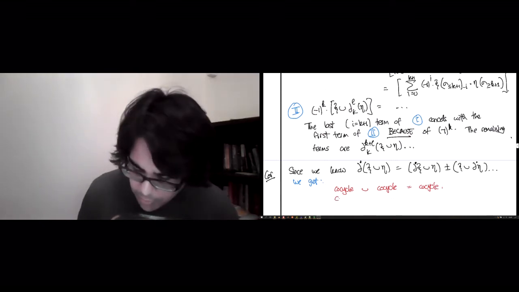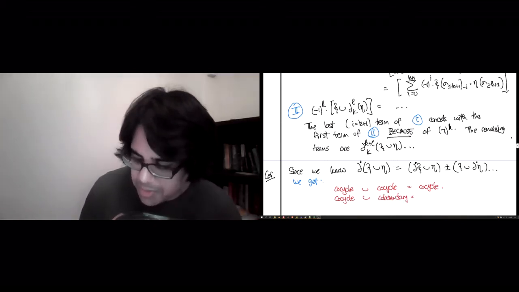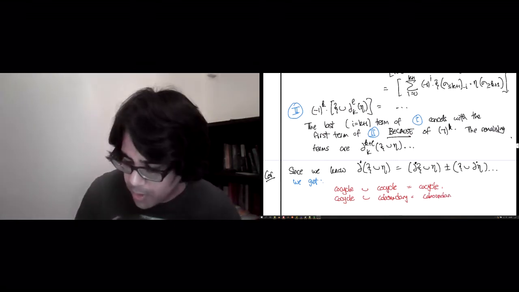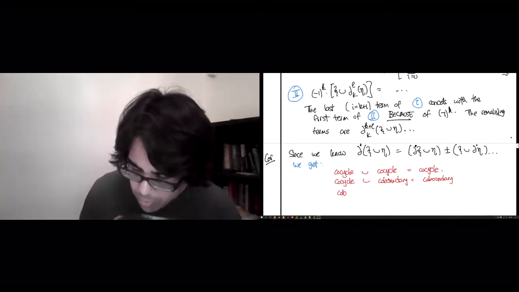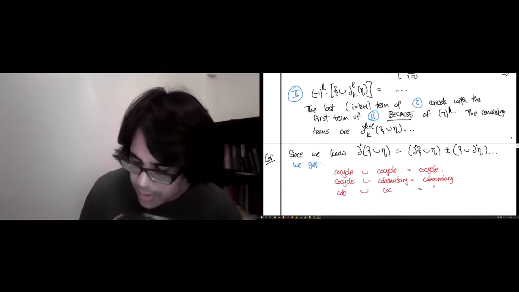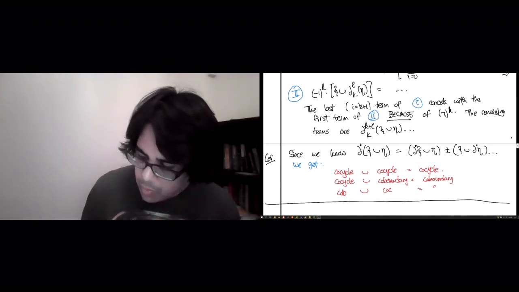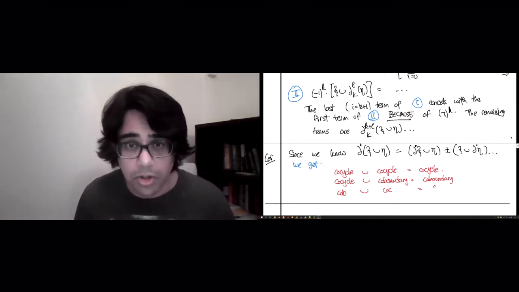Similarly, if you had cocycle cup coboundary, this takes a little bit more work, but it's written in the notes so you can check, it gives you a coboundary. And in fact, if you flip these two, coboundary cup cocycle, again gives you a coboundary. Why are we doing this? Well, we want the cup product to be defined not just on cochains, but to be well defined on cohomology.